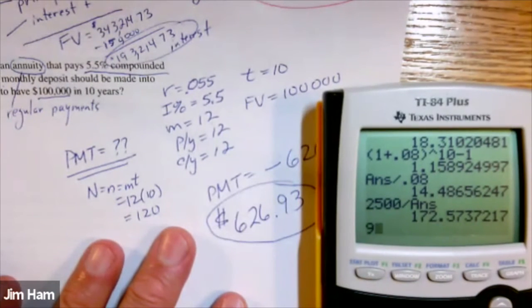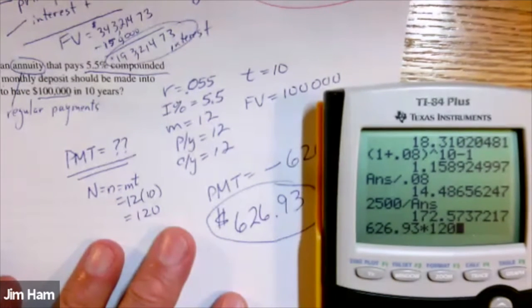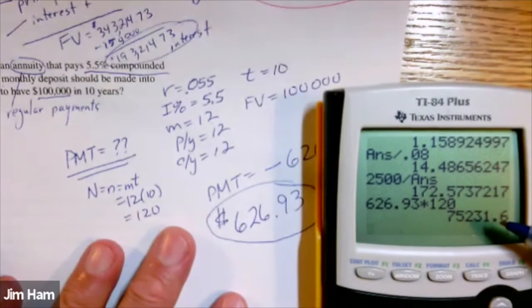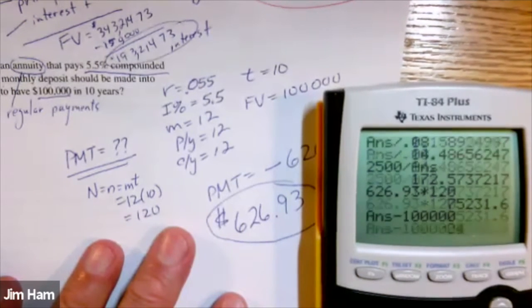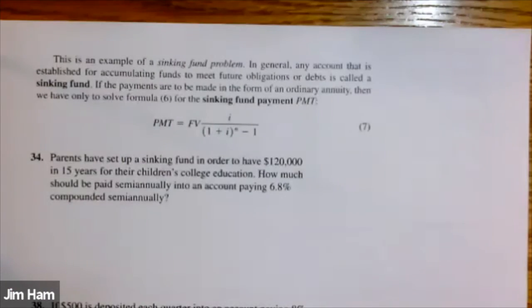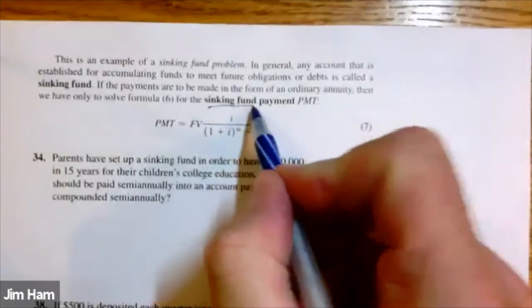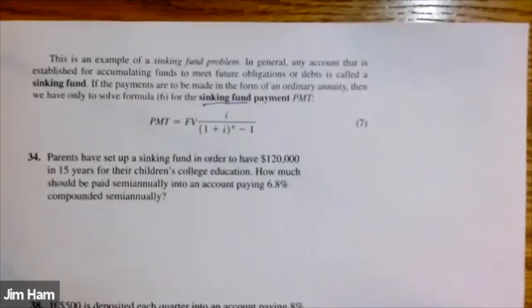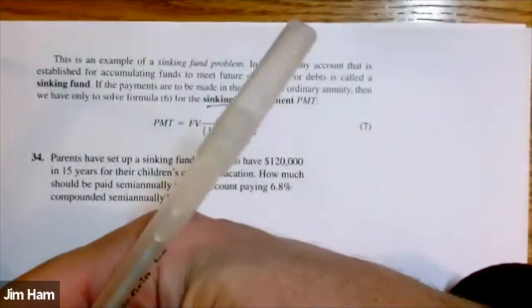If we take 626.93 and multiply it by 120, we have invested 75,000, but we end up with 100,000. So we have $24,000 in interest that we've earned. Okay, there's one application, it's called a sinking fund, but as long as you know that the sinking fund is another future value annuity problem.